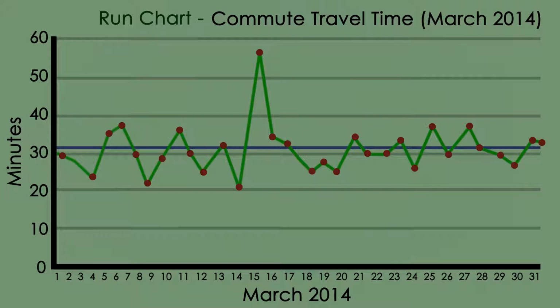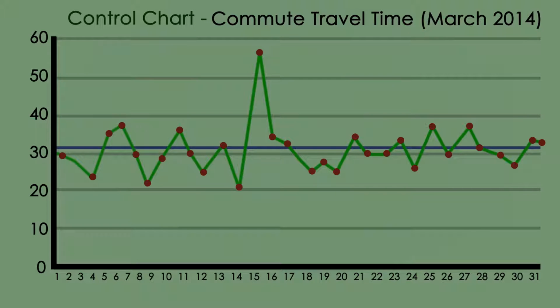Run charts are best used when you have a smaller data set or are beginning to examine a process and you don't yet have a lot of data collected. Turning this run chart into a control chart allows for deeper analysis and monitoring of the variation. For control charts, the measure of interest is still plotted on the y-axis and is graphed against a time period or unit on the x-axis.